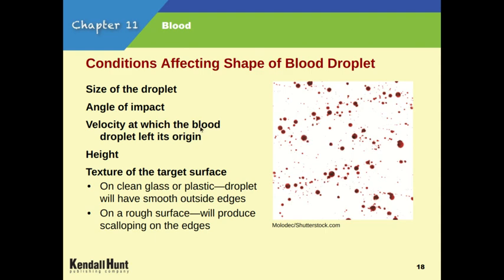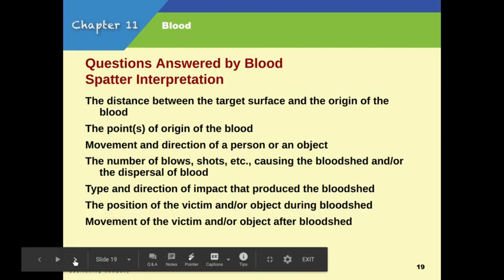Was it just a drip? Was it thrown off the object? Was it an arterial bleed, where it was coming from an artery and being pumped out by the heart? All those kinds of things you're going to be able to tell by the blood drops. The height from which it fell, the texture of the target surface. Obviously, on glass or plastic, the droplets are going to have smoother edges. On a rougher surface, they'll produce more of that scalloping or spines that you can get on those edges. So that'll all have an effect.